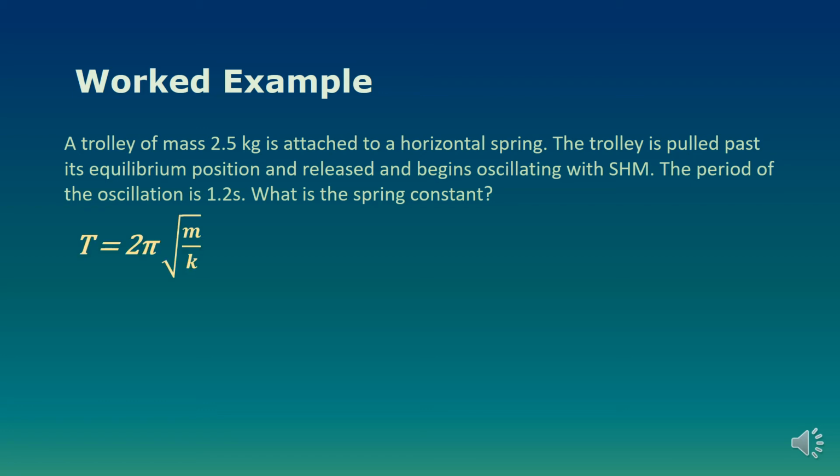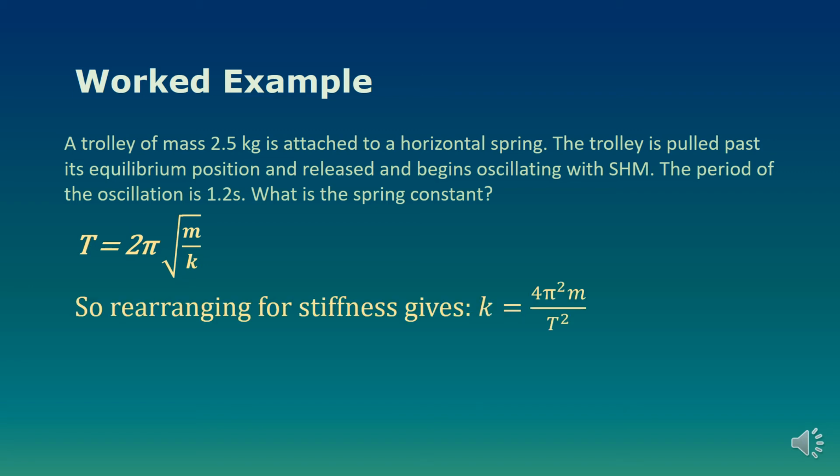So we're going to start with our new equation. So time period is 2 pi root m over k. And then what we're going to need to do is rearrange this for k. So step one, just to do it in a couple of stages, step one is square the whole equation. So you're left with T squared equals 4 pi squared m over k, and then rearrange it for k, which gives you this, k equals 4 pi squared m over T squared.